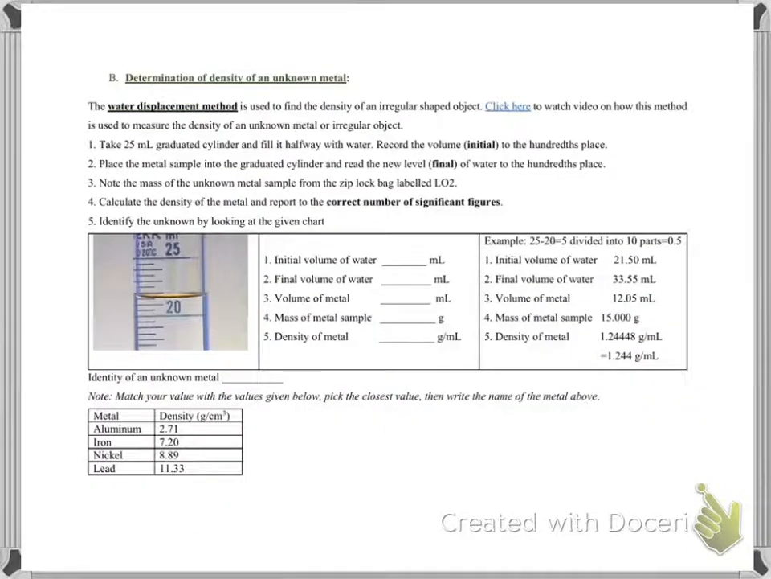Your next experiment will be to find the density of an unknown metal, and you're going to use the water displacement method to do this. You have a 25 ml graduated cylinder in your bag, and you're going to fill it halfway with the water, and you're going to record the initial volume to the 100th place. Again, 100th place means you need to have 2 decimal places. So I have my example here. Then your initial volume will go here.